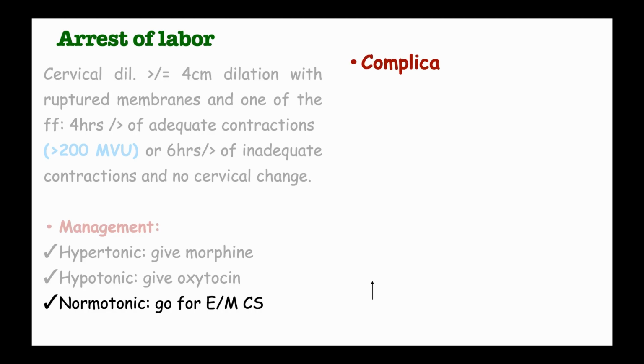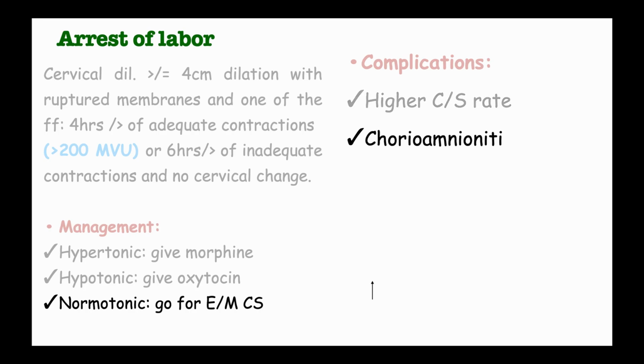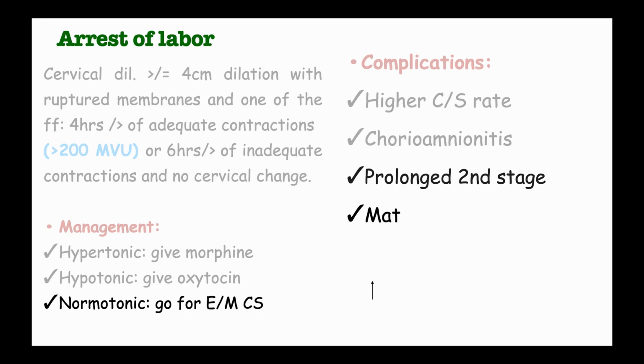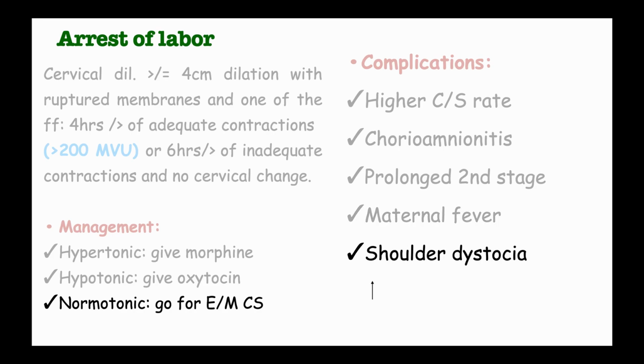Now, what are some of the complications of prolonged first stage of labor? We find that there is a higher cesarean section rate. Then also it may lead to chorioamnionitis, which is infection of the amnion and the chorion. Then also we may have prolonged second stage. Once the first stage is prolonged, it will definitely lead to a prolonged second stage of labor. Then also we may have maternal fever, then shoulder dystocia in the baby. Then we may also have increased neonatal ICU admissions. These are some of the complications of prolonged first stage of labor.